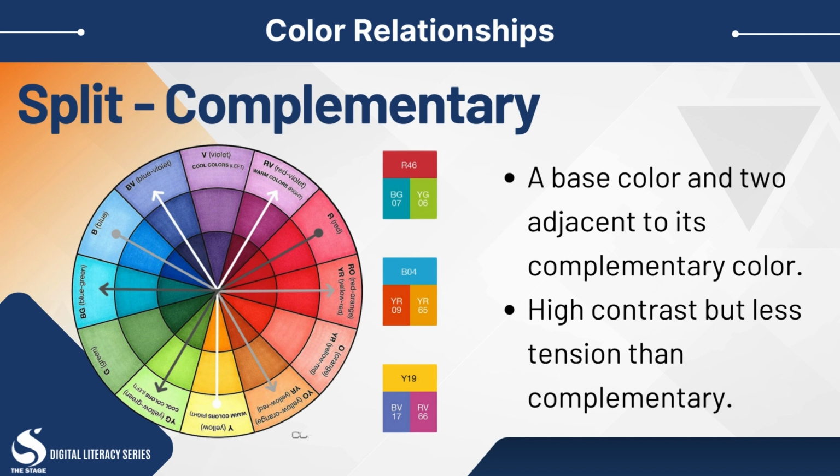And then lastly, we'll talk about split complementary. So we have a base color and then two adjacent to its complementary color. Split complementary colors involve a base color and the two colors adjacent to its complementary color. These color schemes often offer a balanced contrast. These usually create high contrast without the tension of a complementary scheme. Okay, so they're a little bit softer on the eye, but yet provide that same basis of high contrast.